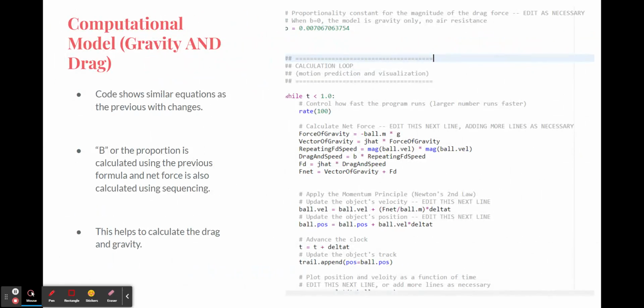Next up, I made another computational model, this time using both gravity and drag, and the code itself is basically the same except I calculated B. I calculated B using the formula from the first slide, and this essentially adds on air resistance to the model itself.